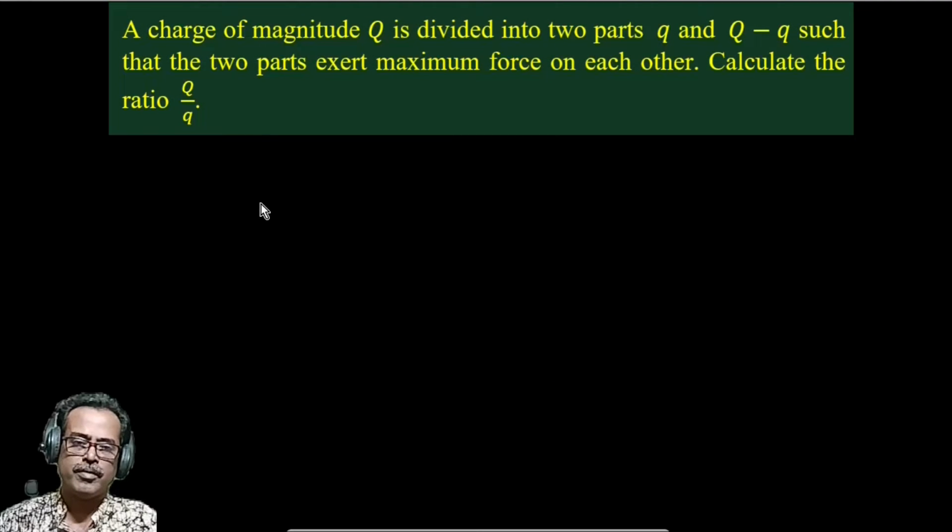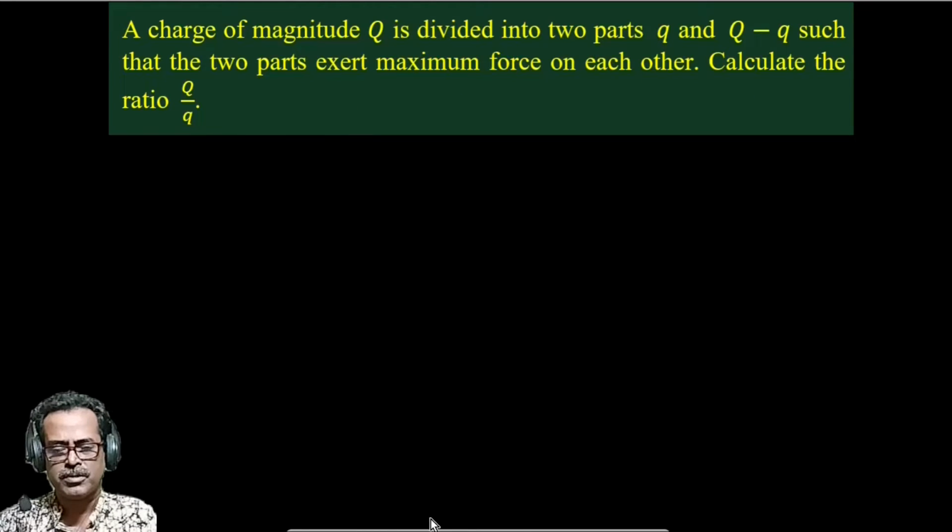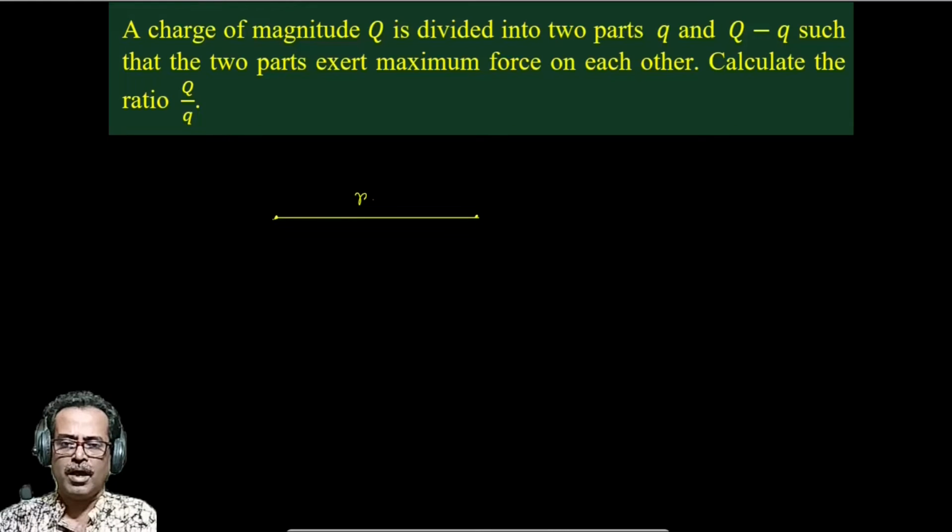Now I will discuss some problems. A charge of magnitude Q is divided into two parts, q and Q minus q, such that the two parts exert maximum force on each other. Calculate the ratio. Suppose these two charges are separated by a distance r, and one is small q and another is capital Q minus q. Now the force exerted is F equal to 1 by 4 pi epsilon 0 q into Q minus q by r square.